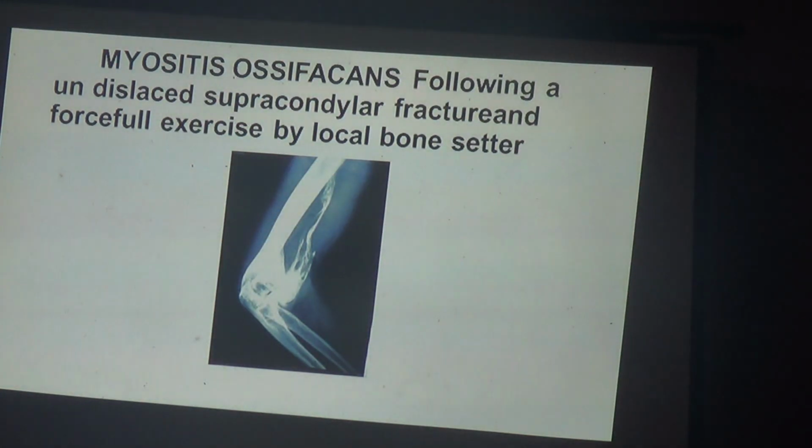This was a case of an undisplaced fracture and forceful exercise by a local bone setter, and see how the bone is formed. We were discussing in the last lecture how to form bone, but they are not experts. They can form bone very easily. They finish it in only a moment.